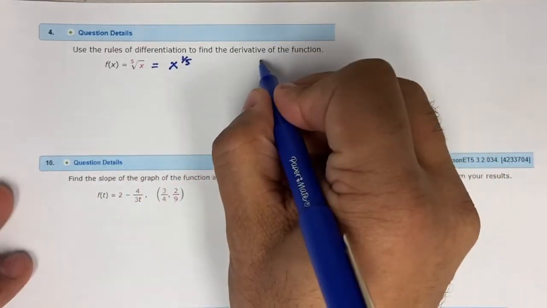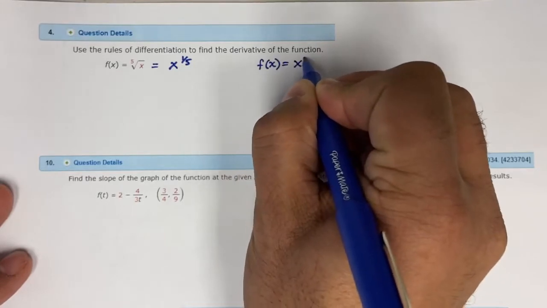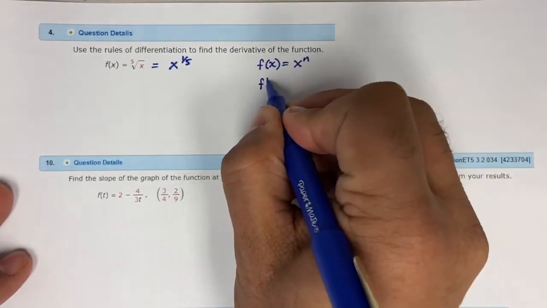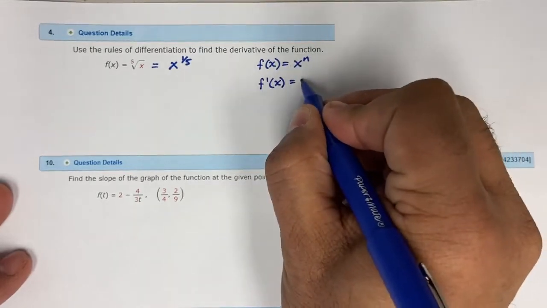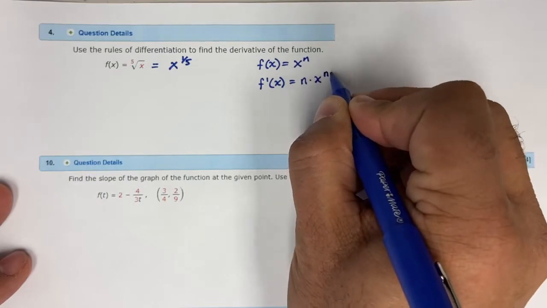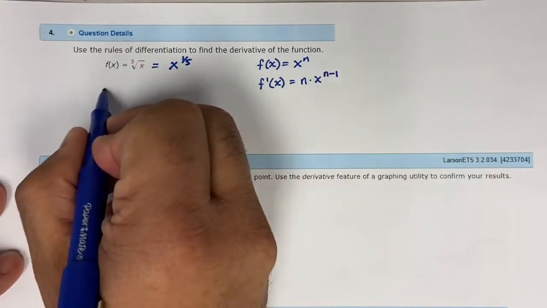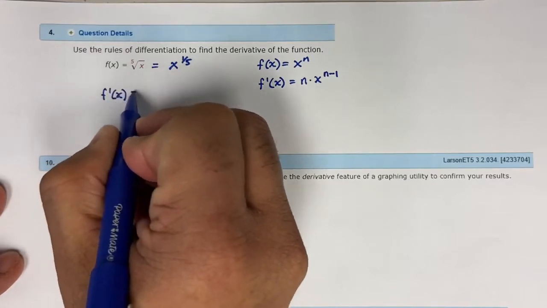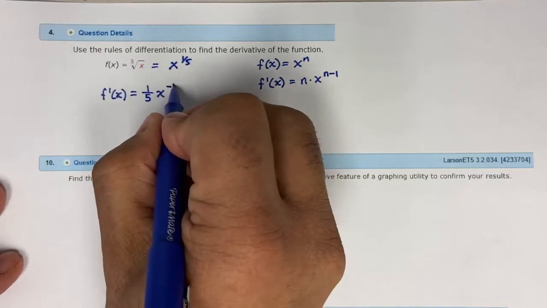Just to remind you, the power rule says if you've got some function f of x equals x to the n, all you have to do to find the derivative of f of x, f prime of x, is bring that exponent out front as a multiplier, so it's n times x to the, and then lower your exponent by 1, x to the n minus 1, right? So to do this derivative here, all I have to do is bring that power out front, 1/5, x to the, lower the exponent by 1, negative 4/5.